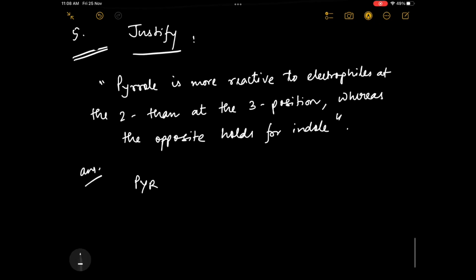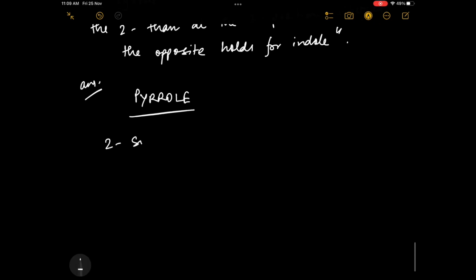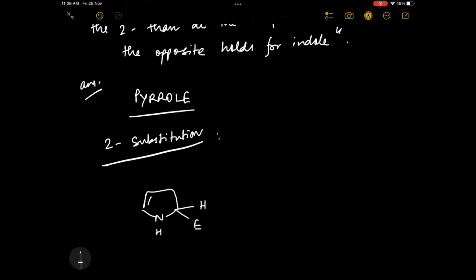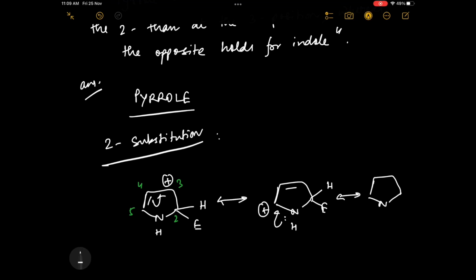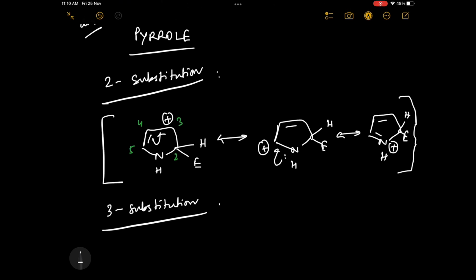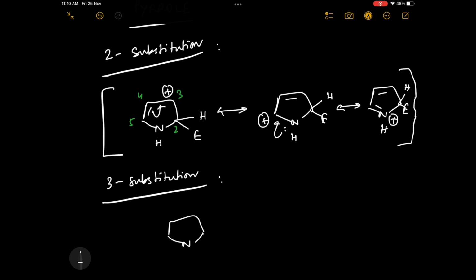So let us check for pyrrole. Let us check the 2 substitution first. If there is substitution at the 2 position, let's say we have a substitution by an electrophile E. Then there is H, there is E, and there is a positive charge at the 3 position because the 2 position is getting electrophilic substitution. After that, as you can see, the delocalization takes place over 3 centers. So there are 3 canonical structures which can stabilize the positive charge, and the positive charge is delocalized over 3 centers. Now if the substitution takes place at the 3rd position in pyrrole, then let us see what happens.